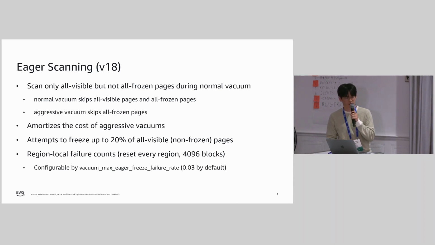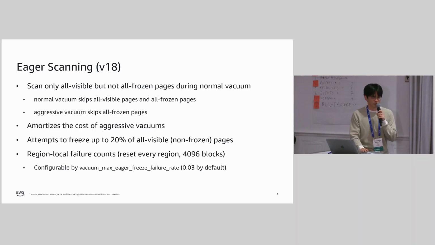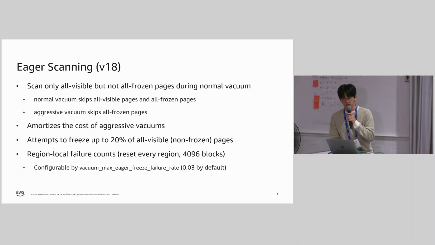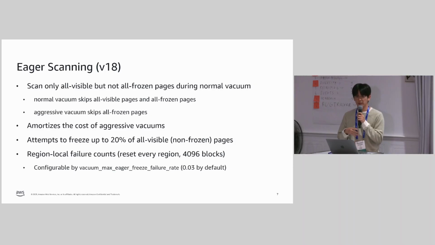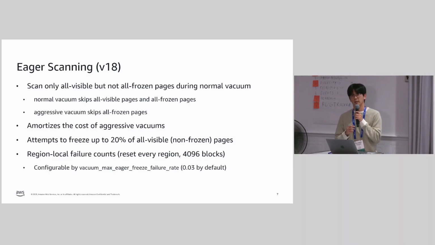So eager scanning deals with that situation. With eager scanning, we intentionally scan all-visible but not all-frozen pages, even during the normal vacuum scan, in order to try to freeze those pages. This ultimately helps increase the number of all-frozen pages in the table, and it also helps amortize the cost of aggressive vacuum.